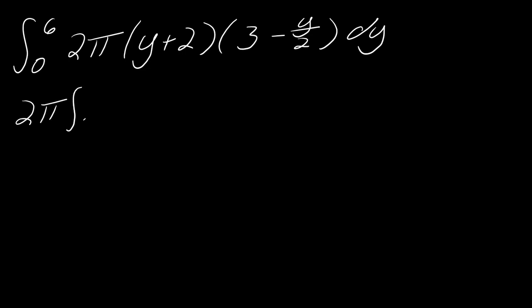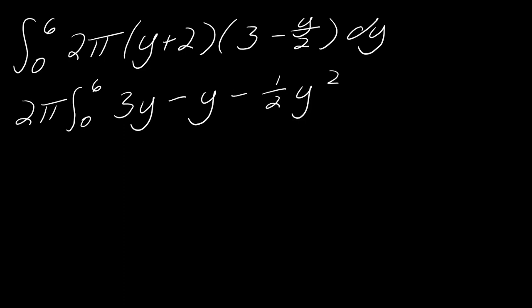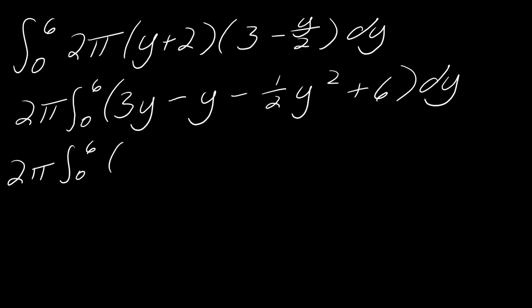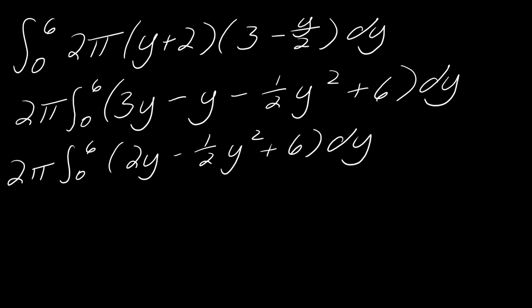So I'll bring 2 pi out. I've got 3y minus y plus 1/2, or sorry, minus 1/2 y squared. And then plus 6. Okay, so there's everything. I can simplify all of this before I integrate. I'll call this 2y minus 1/2 y squared plus 6 dy. Okay, and so now we can integrate.